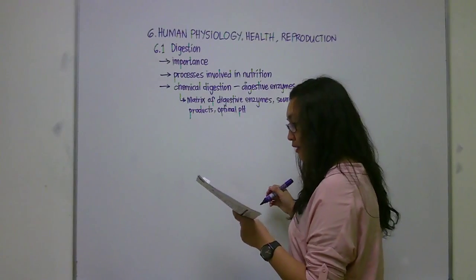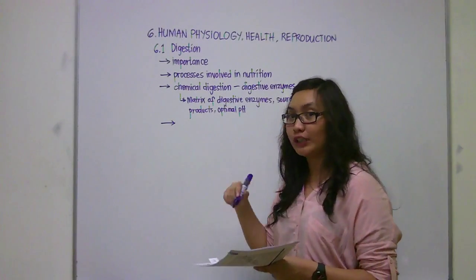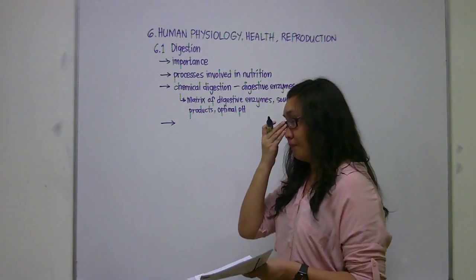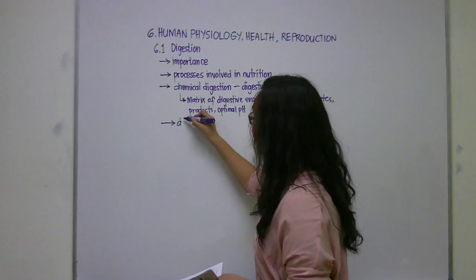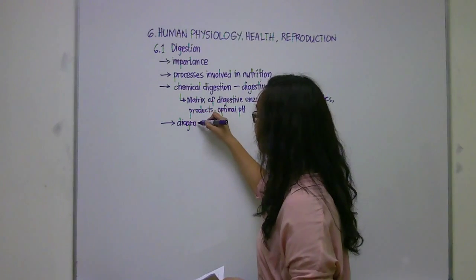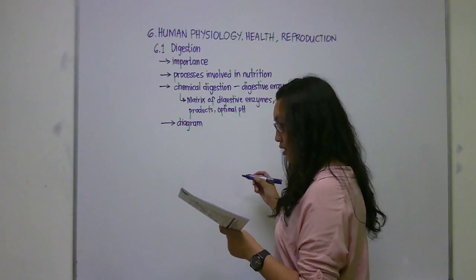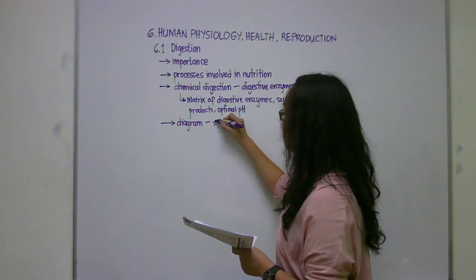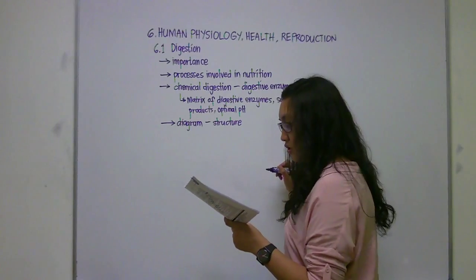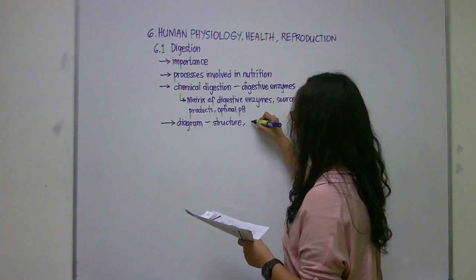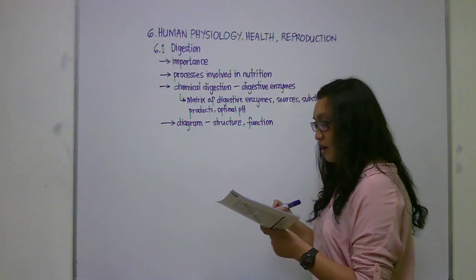Right after that, it is also important that the students know how to draw the diagram, because it's one of the learning objectives required by IB. They need to know how to draw the whole digestive system, or the alimentary canal. Under the diagram, they need to know the structures, starting from the mouth all the way down towards the anus. Once they have labeled the structures, they have to identify the function of each structure.